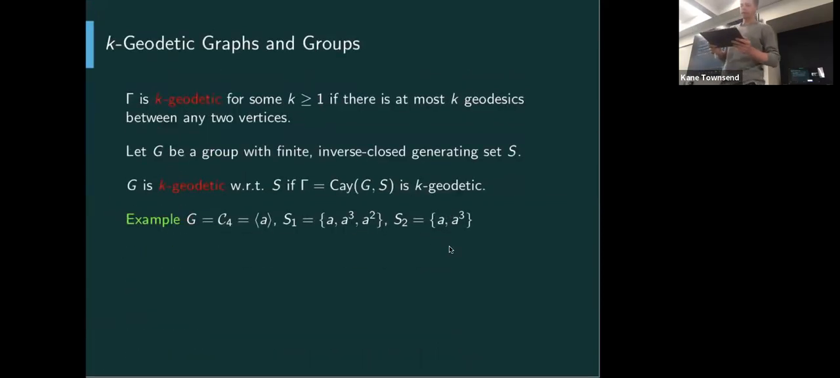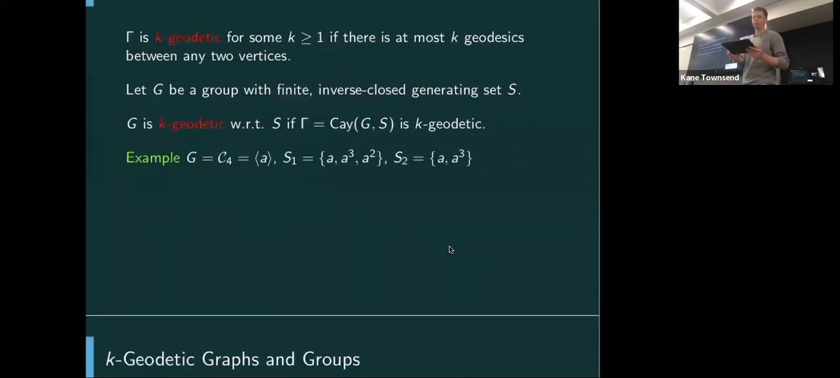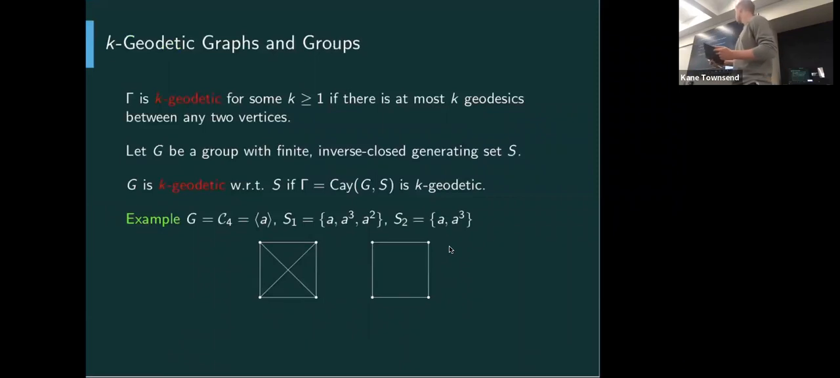Examples are the cyclic group of order 4, generated by this element A. If we choose all the elements other than the identity as generators, then that will give us a complete graph, and so of course that is geodetic. And if I choose the generator A and its inverse, then we'll get a cyclic graph with 4 vertices, which is not geodetic, but it is 2-Geodetic.